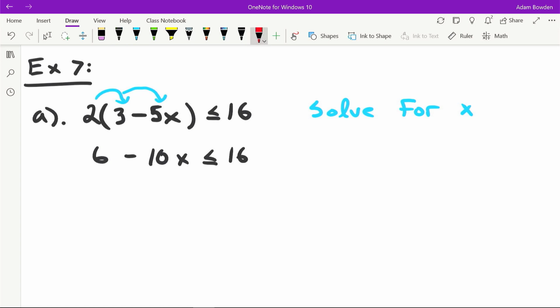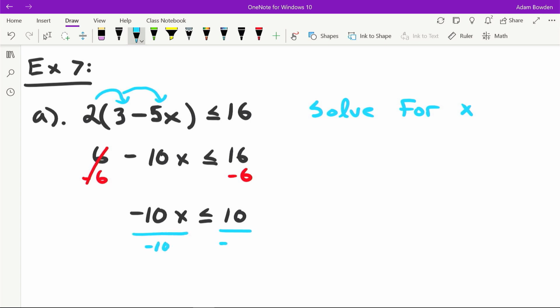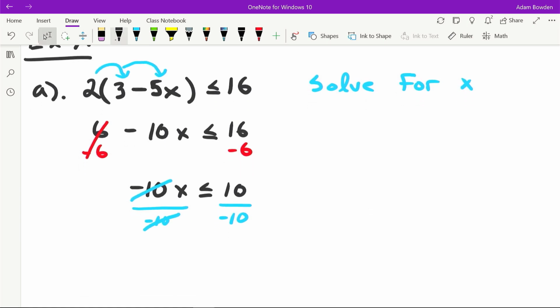And then I'm going to subtract the 6 from both sides, leaving just the -10x on its own, less than or equal to 10. Now what I need to do is get the 10 away from the front of x. So I'm going to divide both sides by that number, -10. That makes it go away. And we're going to write x on its own.